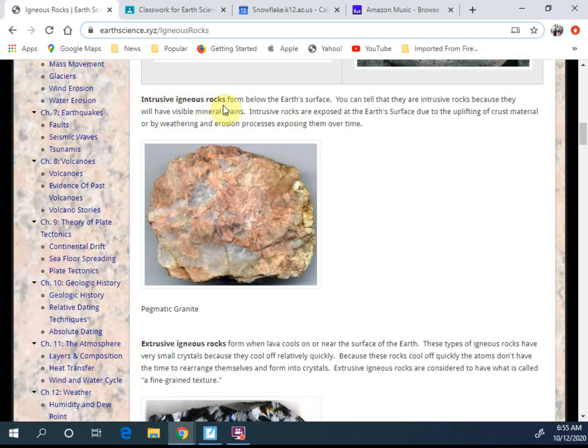So intrusive igneous rocks form below the Earth's surface. And again, you can tell because they have all visible mineral grains. That is the definition you need to understand. It's exposed at the surface. How? By uplift of crustal material, or by weathering and erosion processes.